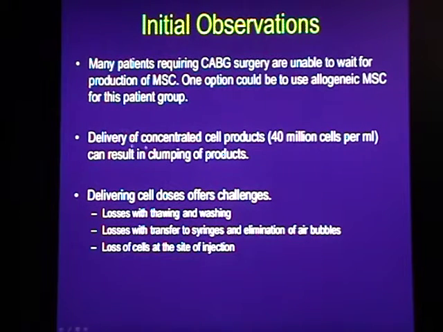There are other complexities with the delivery of concentrated cell products. 40 million cells per mil can result in clumping of the MSCs, and then delivery of the cell doses offers challenges with losses with thawing and washing, losses with transfers to syringes, elimination of air bubbles, and loss of cells at the injection site due to the movement of the heart tissue.